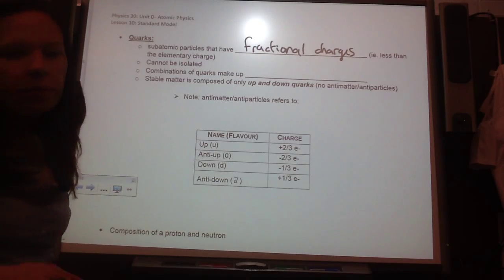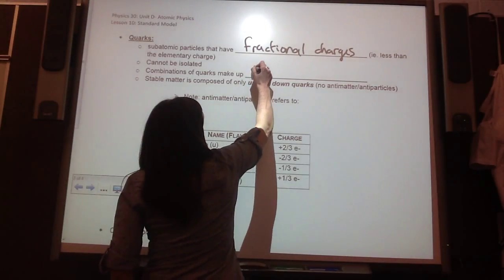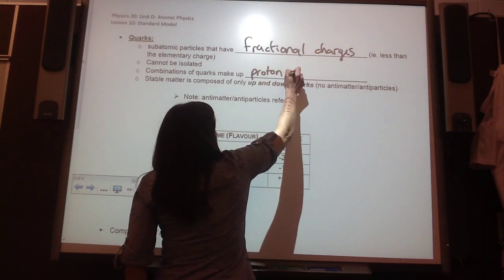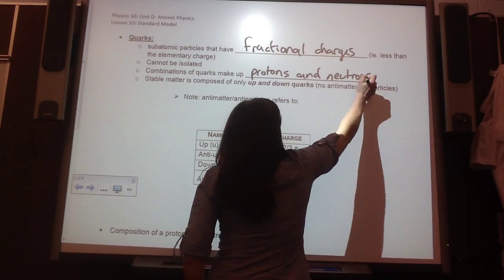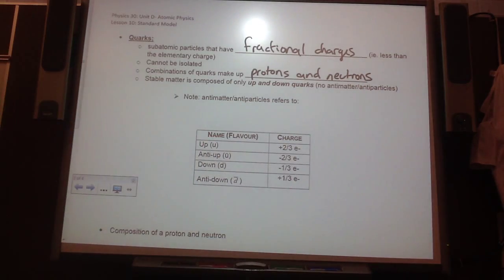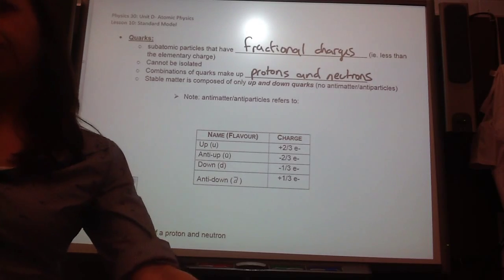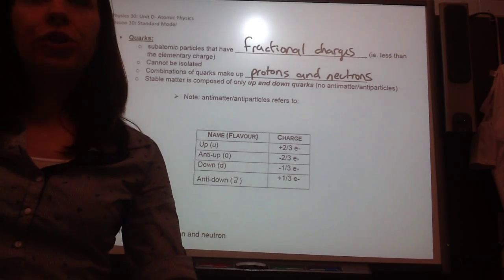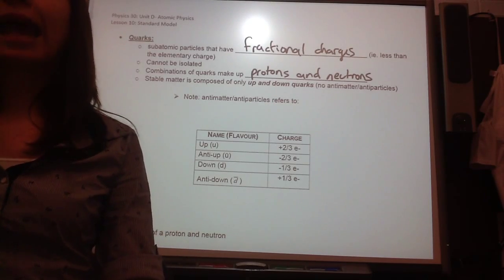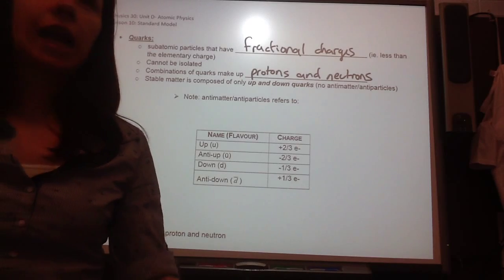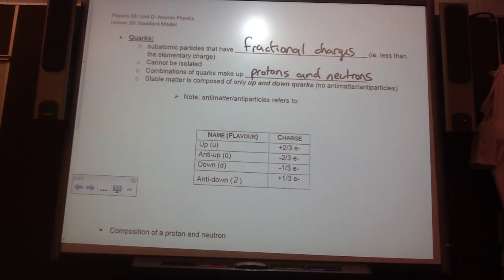Combinations of quarks make up protons and neutrons. Now, when we have stable matter, it's composed of only up and down quarks, so no antimatter or antiparticles, because in the table of your standard model, each particle has an antiparticle. So an up quark has an anti-up quark, and a down quark has an anti-down quark.